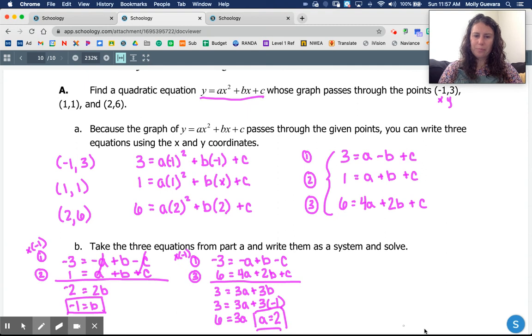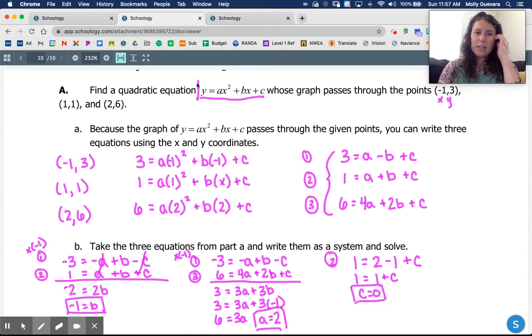Sorry, I ran out of room. So now I know A, B, I just need to know C. Again, I can pick any of these. I kind of like equation 2 because it's real simple, right? So equation 2 is 1 equals A, which is 2, plus B, which is -1, plus C. So 1 equals 1 plus C. So I get that C is equal to 0, and that's okay.